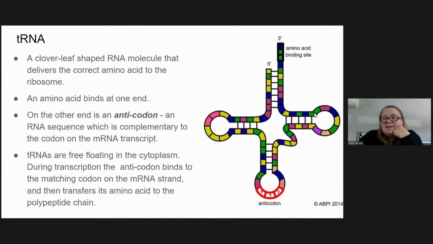The important part is, or it has 2 important parts. One is at the top here. This is where an amino acid will bind, okay, and it will be a very specific amino acid depending on the sequence of this area down here.